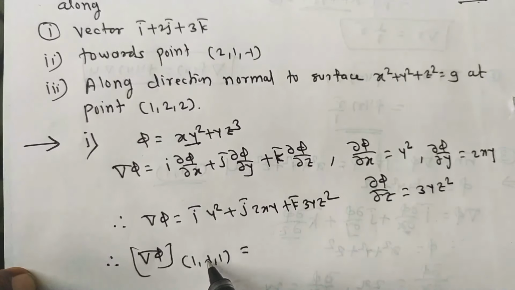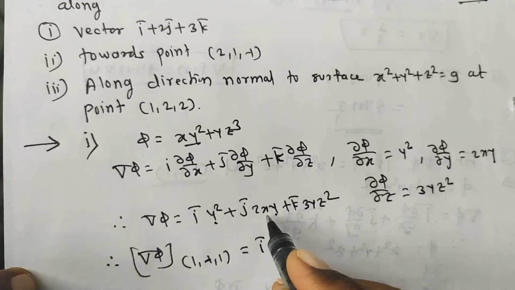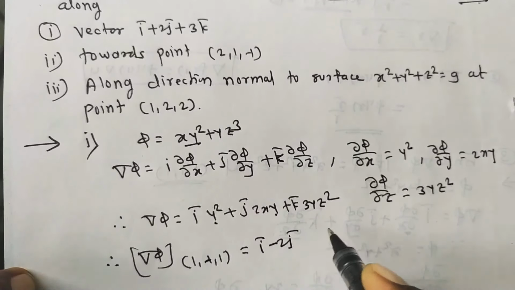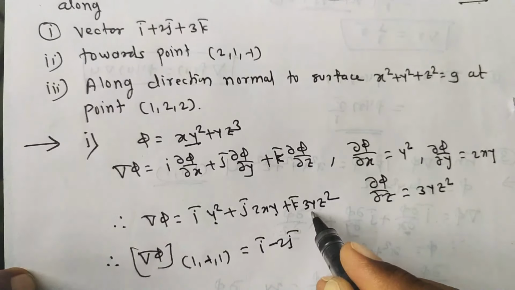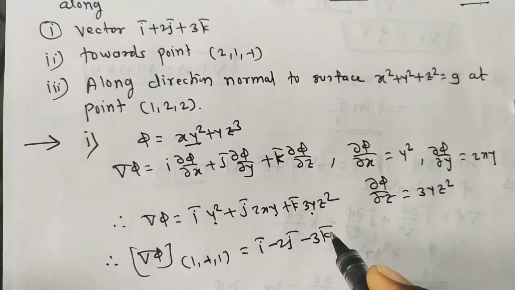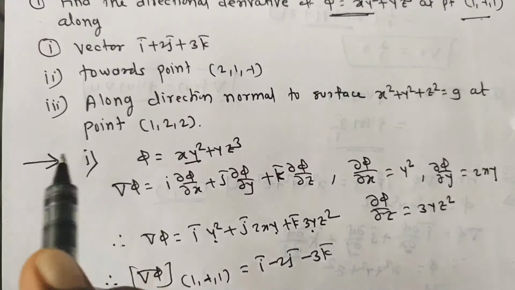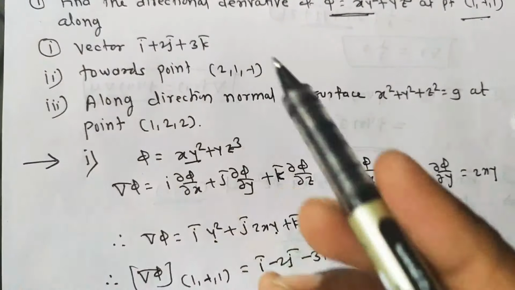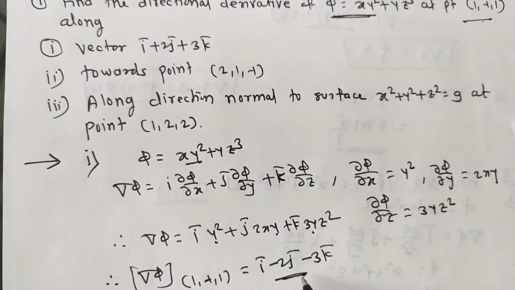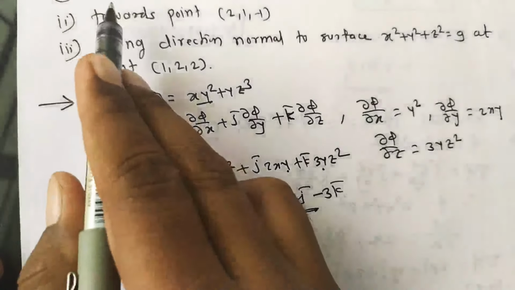So if we put y equal to -1, (-1) square is plus 1, that is i bar. Then y equal to -1, x equal to 1, minus 2j bar. And here also y equal to -1, z equal to 1, so minus 3k bar. So this is the value of del phi at point (1, -1, 1). So for solving all these three problems 1, 2, 3, we have to use this del phi as it is. Okay. Now the solution of the first one is this one.